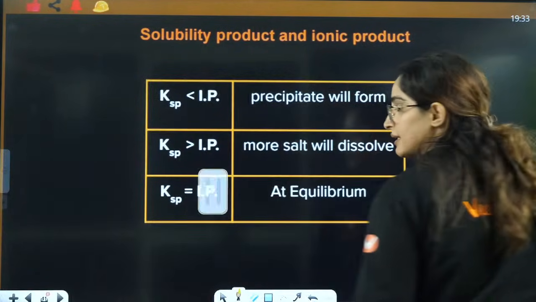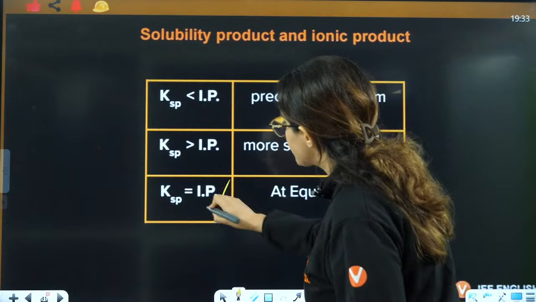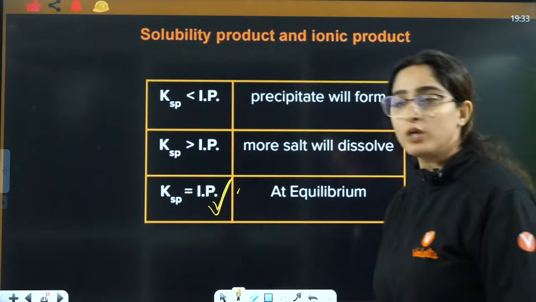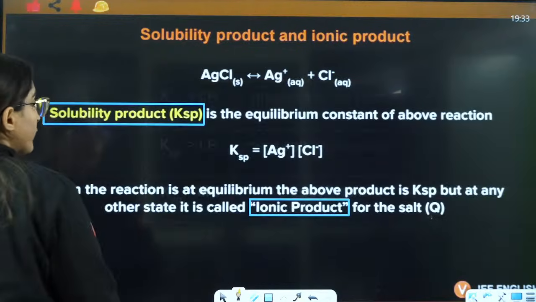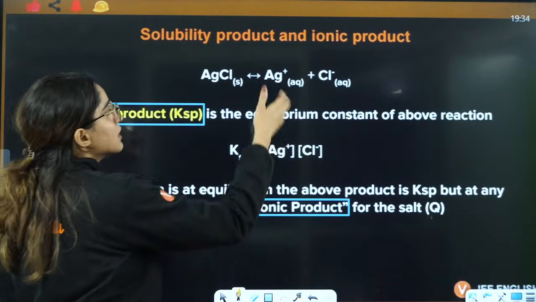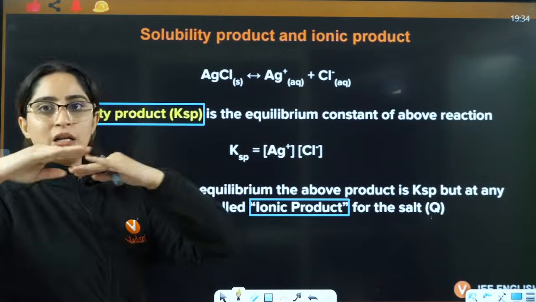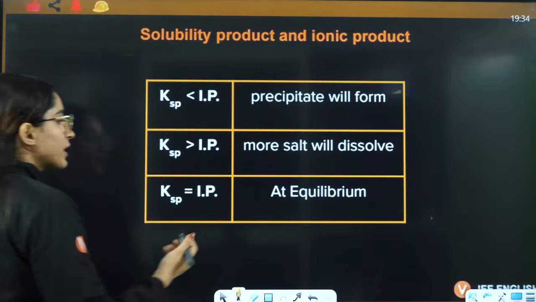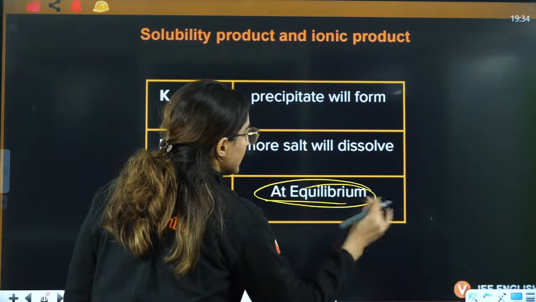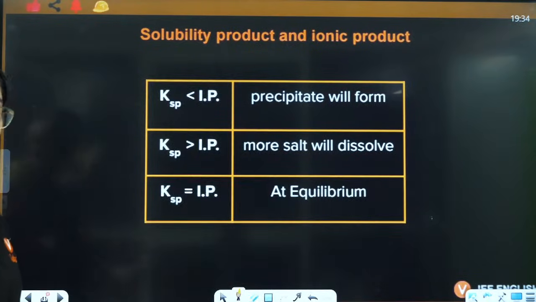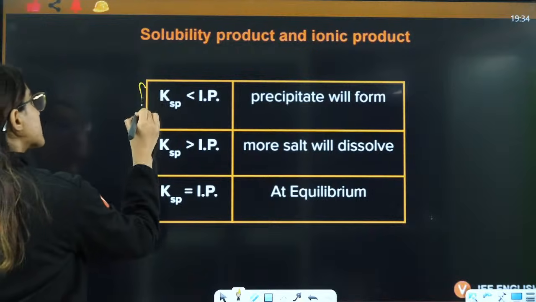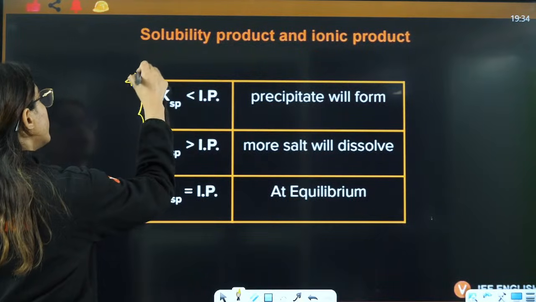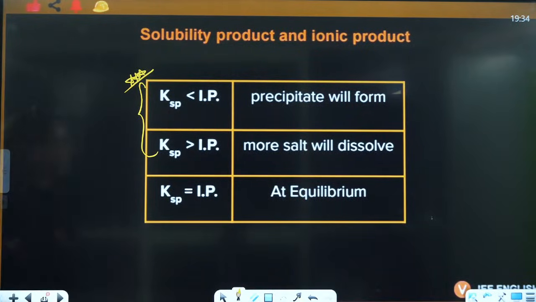The third case is when Ksp and the ionic product are equal to each other. This reaction will not move forward or backward, so we can say this is at equilibrium. These points are very important. They can ask you this.